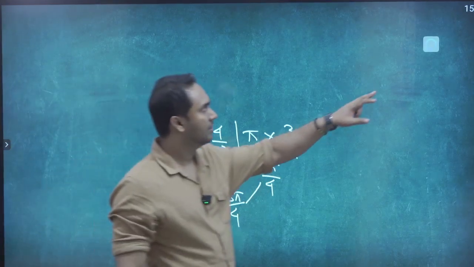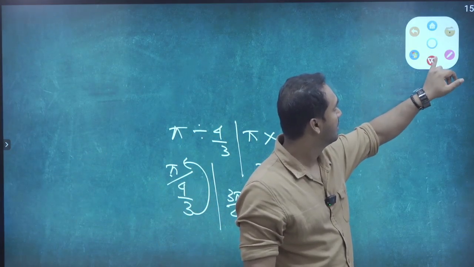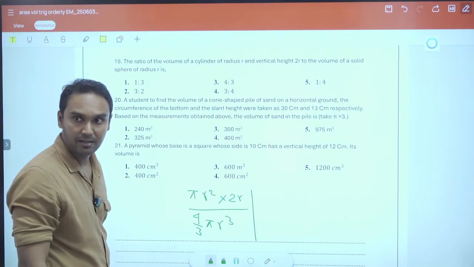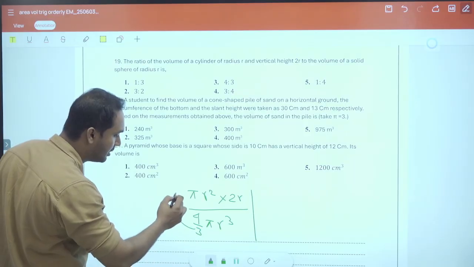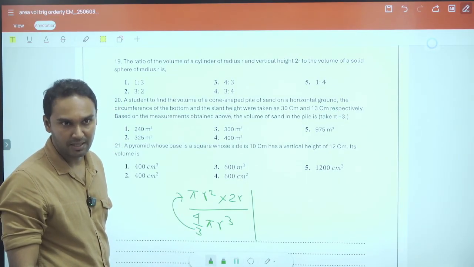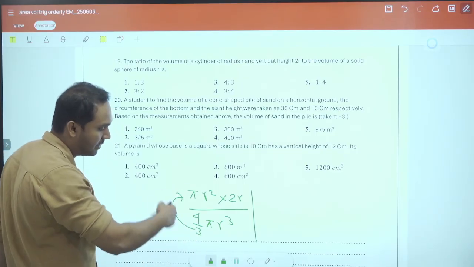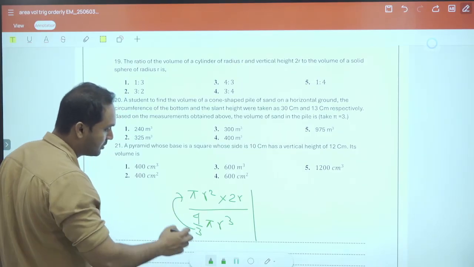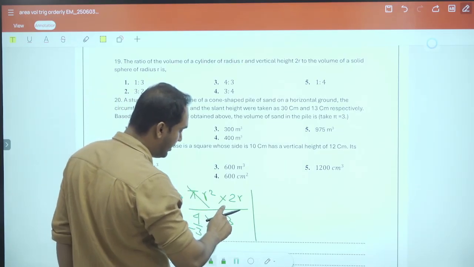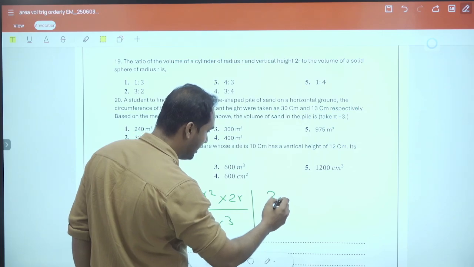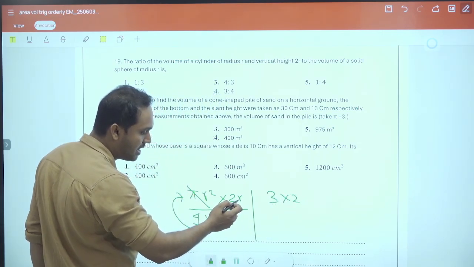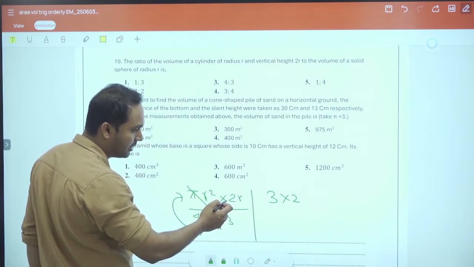So that's what I was doing here. I took the 3 to here, right? I'm multiplying it by 3 now. So I'm taking this 3 up to here. I'm doing it mentally. Mostly you're supposed to do it mentally. Now take the 3 to the top. And what happens to the π? π and π will cancel out, right? Now here what is left? 3 into 2 r square, and r will be r cube, right?